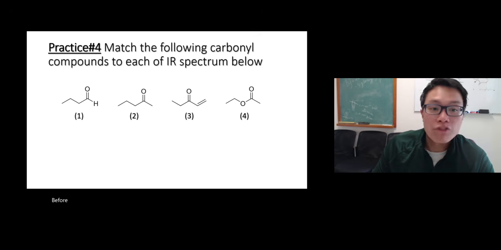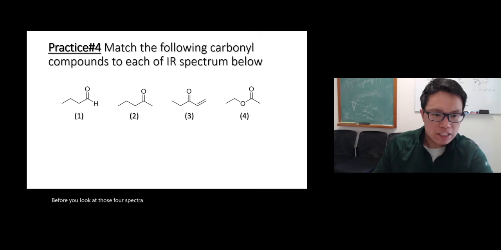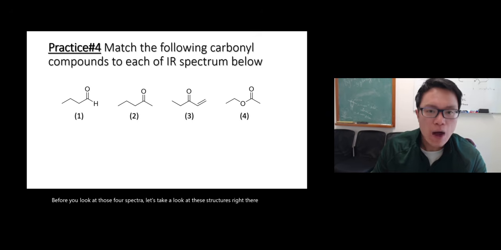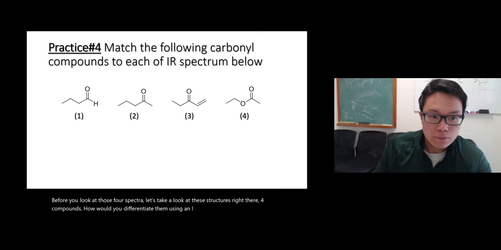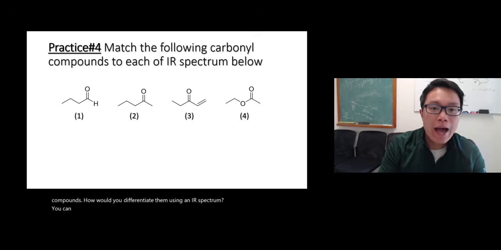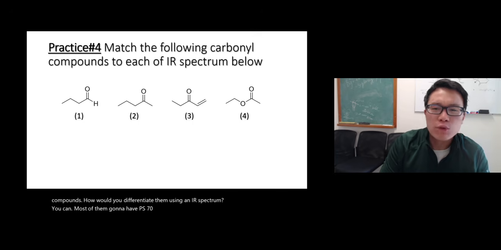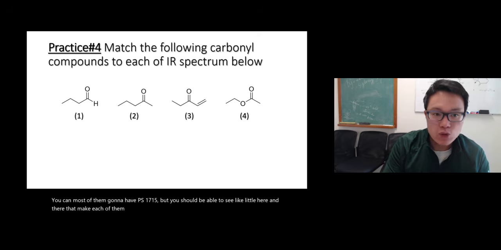Before you look at those four spectra, let's take a look at these structures. All right, there are four compounds. How would you differentiate them using an IR spectrum? Most of them are going to have a peak at 1715, but you should be able to see a little here and there that makes each one of them unique.